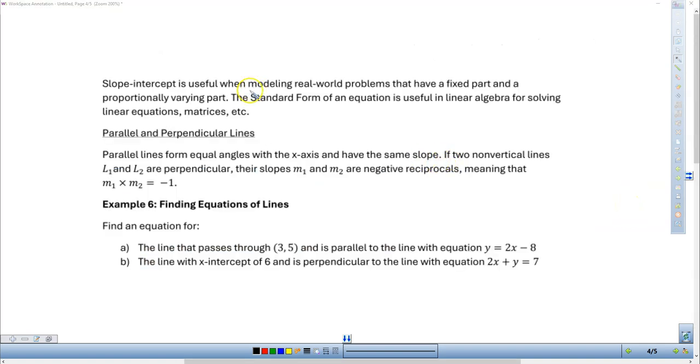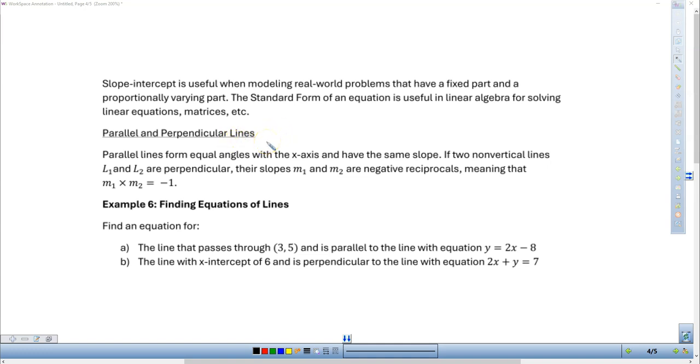For example, slope-intercept is very useful when we're modeling real-world problems that have a fixed part and a proportionally varying part. The standard form equation is very useful when we're looking at things like linear algebra, so for solving equations, matrices, etc. But let's go ahead and jump into two other types of lines that we should be familiar with, which is that of a parallel and a perpendicular line.